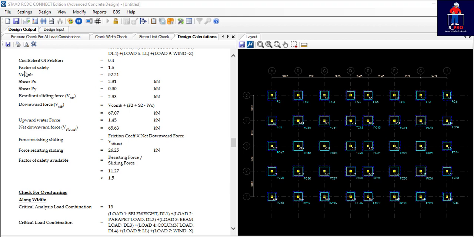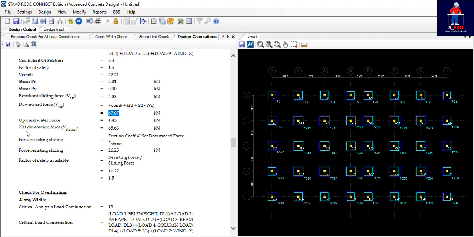Okay, now see factor of safety 1.5. We have a resultant sliding force. This is a force trying to make the structure slide, trying to make our structure slide. It is 2.33 kilonewton. The resultant sliding force is this. So now downward force is giving us 67.07. This is the self weight of the structure.